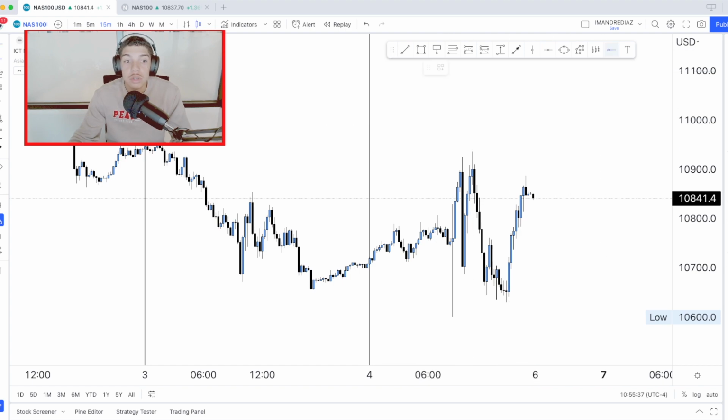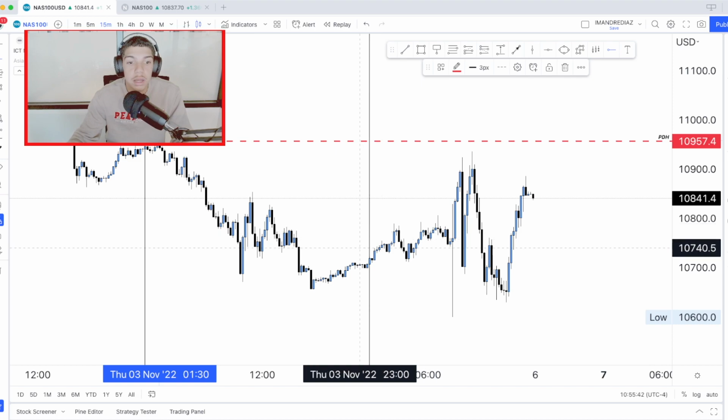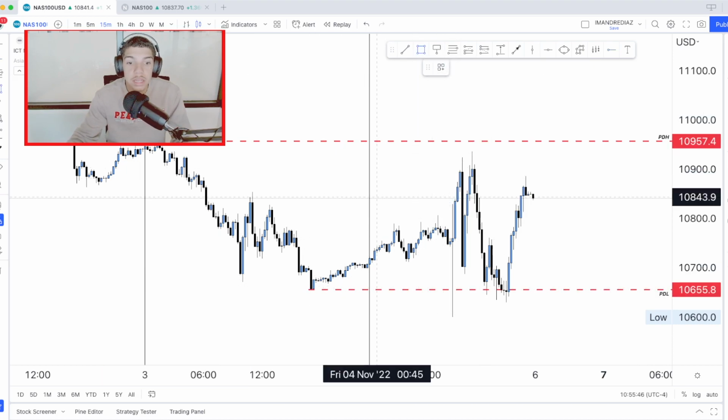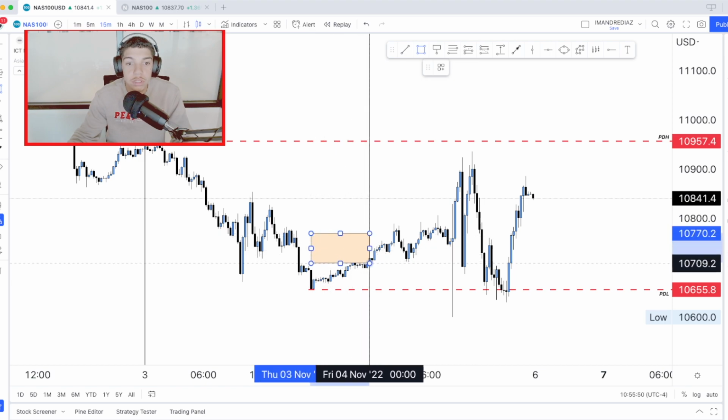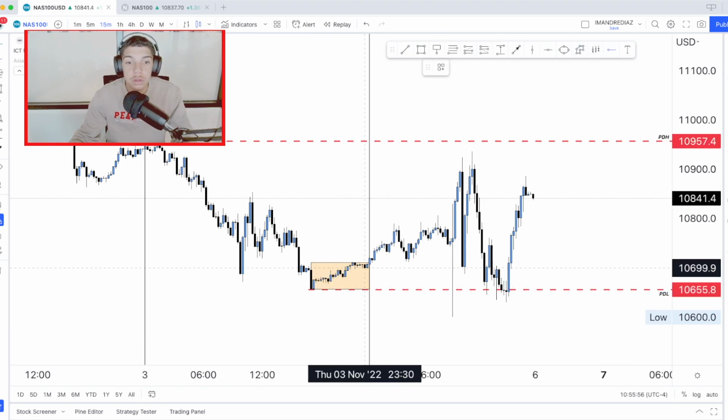So now we're going to annotate previous day's high. We got previous day's low. We got the Eastern session range, 18 o'clock all the way to midnight. And you guys should already know by now why I do that. Then we're going to get the 12 a.m. open, which is going to be right here.